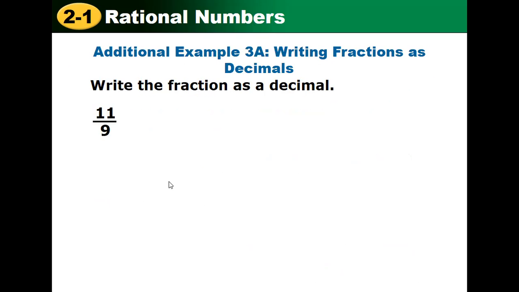Let me give you a question. Write the fraction as a decimal. Look at the denominator, it's 9. The numerator is 11. Then we are going to use long division. 11 divided by 9 will be 1. Then 1 times 9 will be equal to 9.